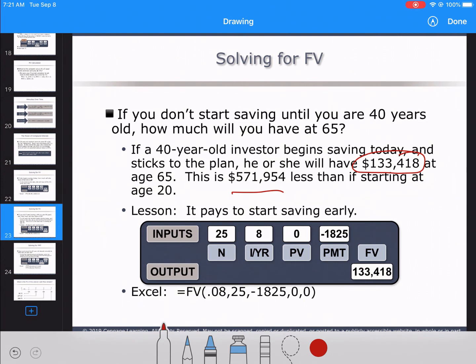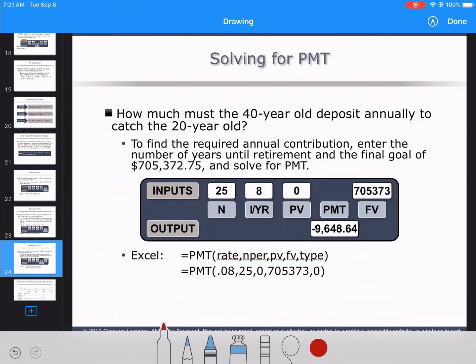Now if you try to make up this 571, then of course previously you were putting 18.25 per year. Now you'll be doing 5 times as much, close to $10,000 that you have to invest to reach this 705.